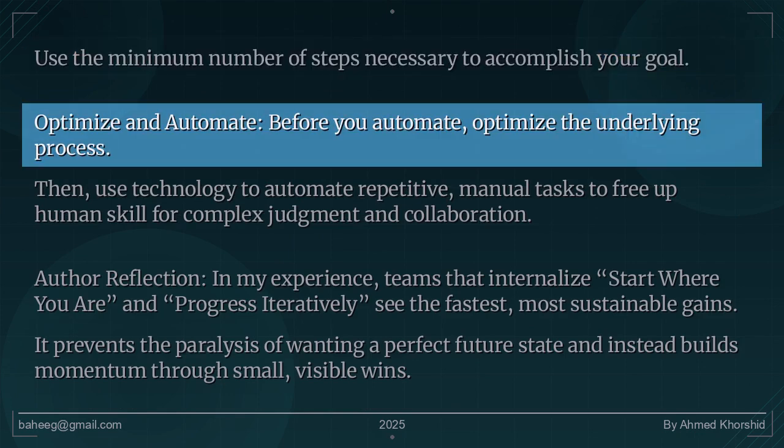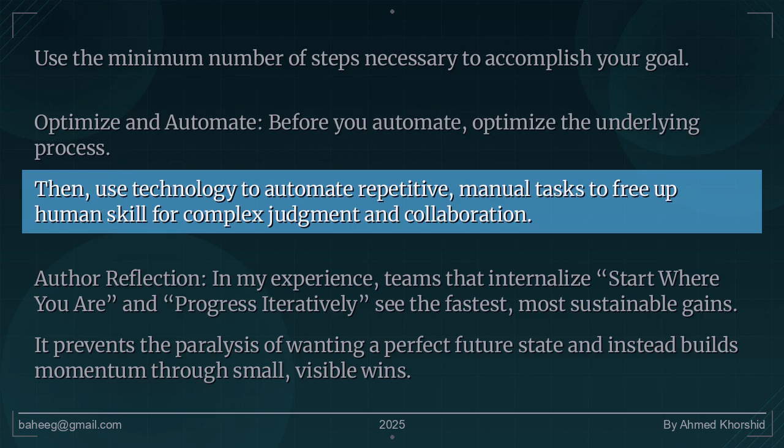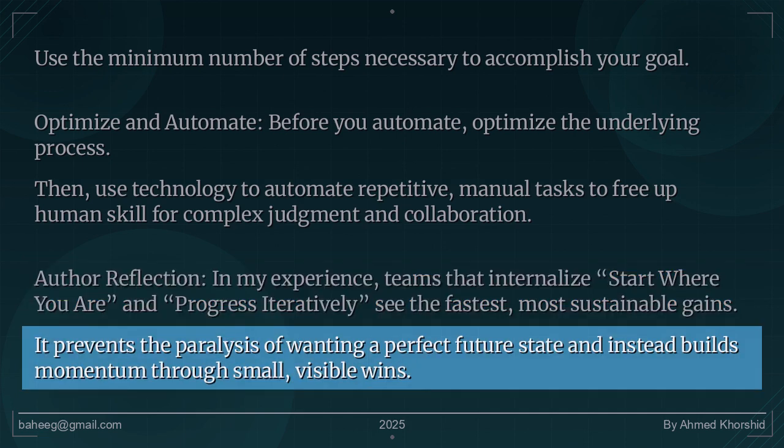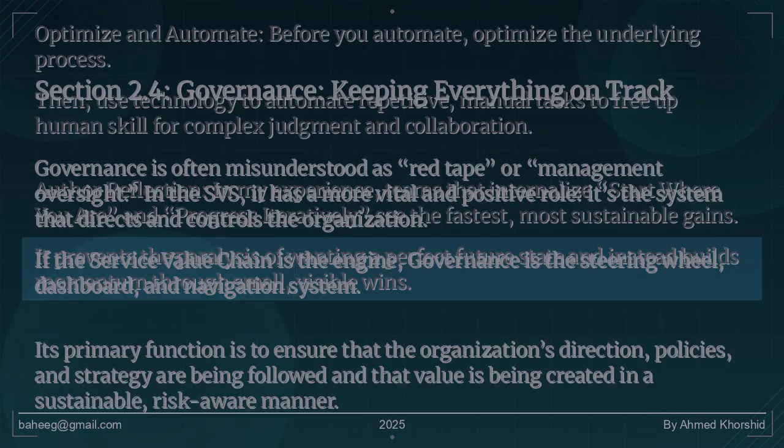Optimize and automate. Before you automate, optimize the underlying process. Then, use technology to automate repetitive, manual tasks to free up human skill for complex judgment and collaboration. Author reflection: in my experience, teams that internalize start where you are and progress iteratively see the fastest, most sustainable gains. It prevents the paralysis of wanting a perfect future state and instead builds momentum through small, visible wins.